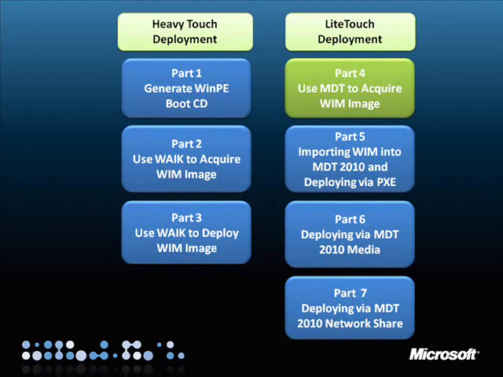Let us now shift our attention from Windows Automated Installation Kit, or WAIK, to Microsoft Deployment Toolkit 2010. In part 4 of this series, we will now take a look at how to acquire a WIM image, this time using the Microsoft Deployment Toolkit 2010. To do this, we use the Deployment Workbench to create a SYSPREP and CAPTURE task sequence, then run the deployment wizard from the deployment share.